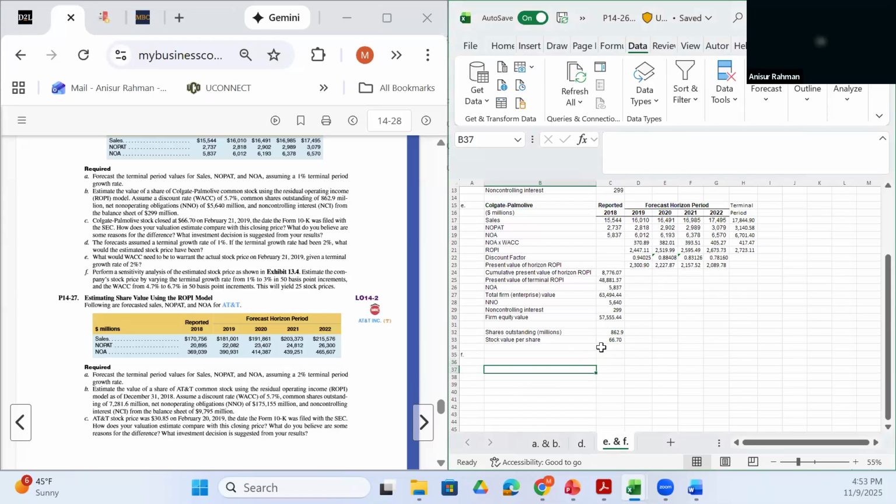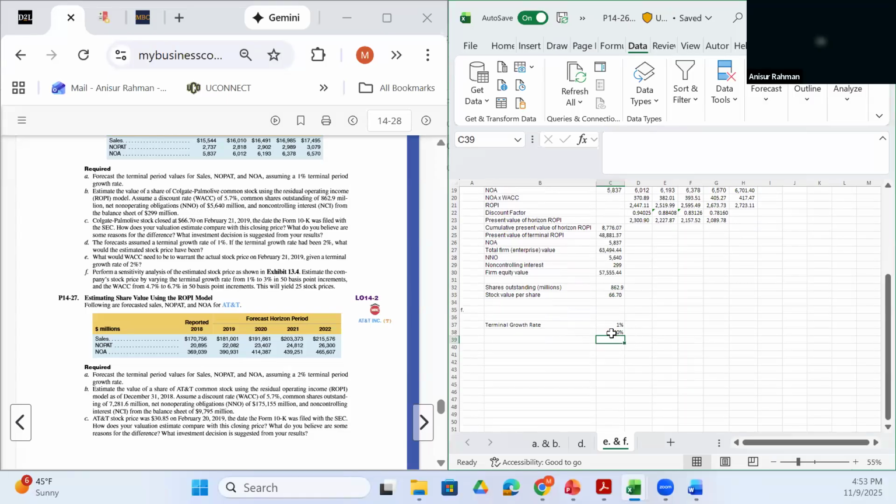So I'll write down here terminal growth rate 1% to 3% in 50 basis point increments. So this will increase by 50 basis points, mean 0.5%. And then I'll pull across up to 3.